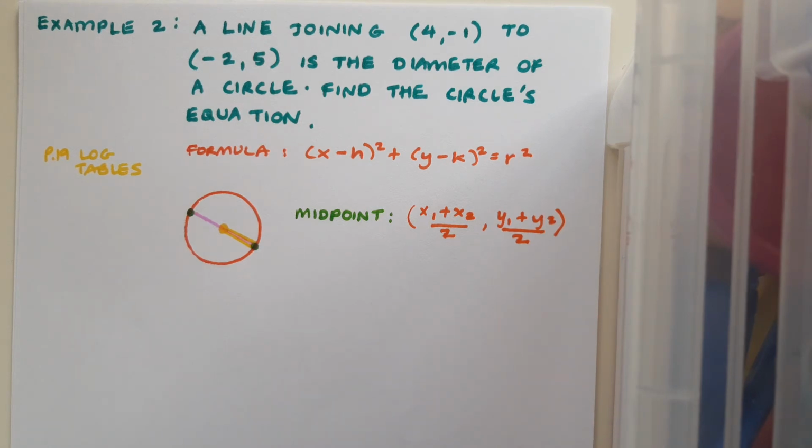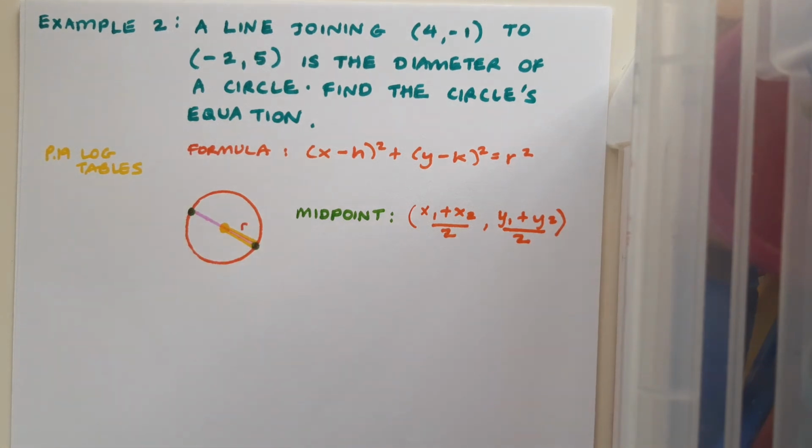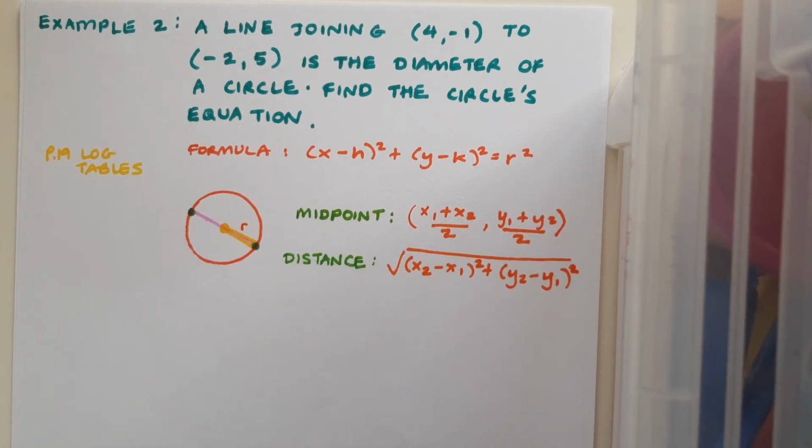And then next I'll need to find the radius, and that will simply be the distance between the centre that I found and any of the other points on the circumference. That will be using the distance formula from page 18 of the log tables again. So again, page 18 of the log tables for that formula. So let's find the centre first.